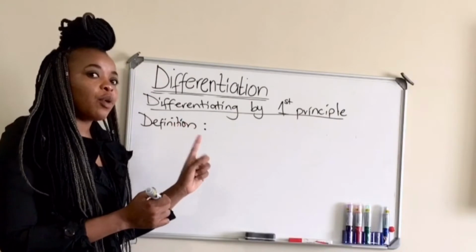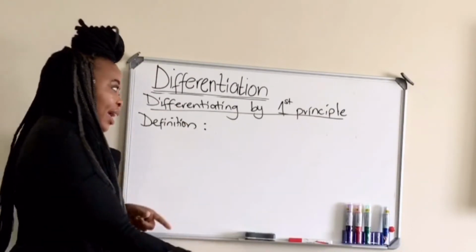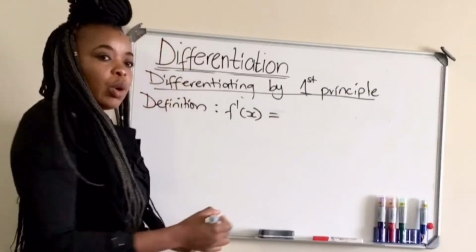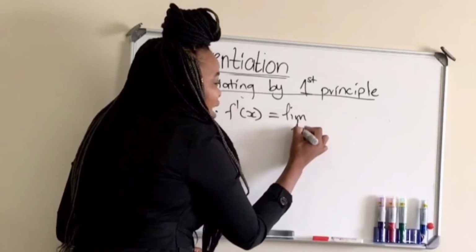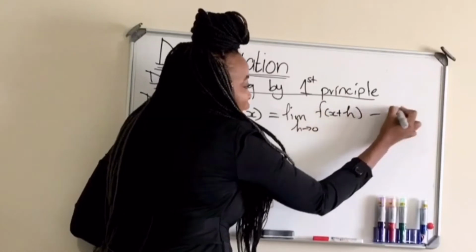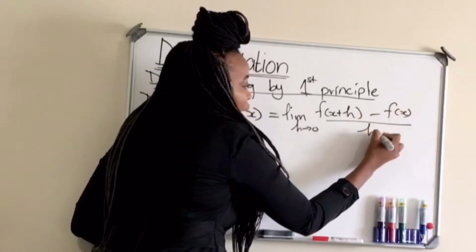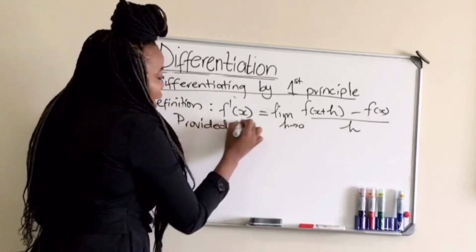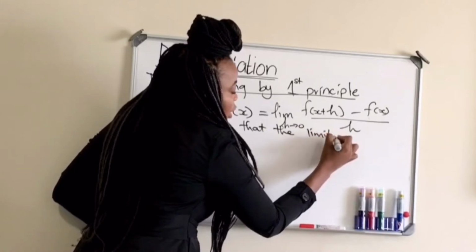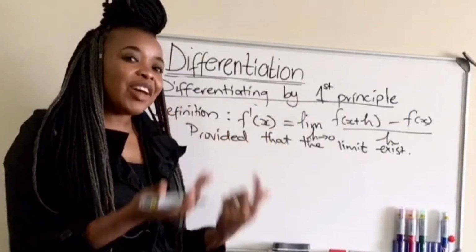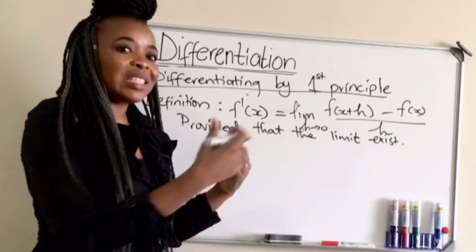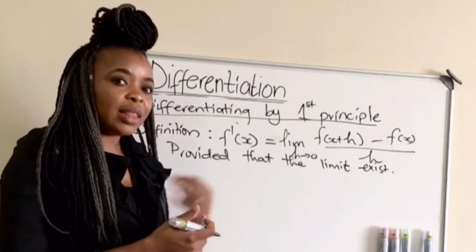The derivative of f of x with respect to x, which is denoted f prime of x, is equal to the limit as h goes to 0 of f of x plus h minus f of x divided by h, provided that the limit exists. There are various reasons that can lead to the limit not existing. For example, if the one-sided limits are not equal, then that limit won't exist.